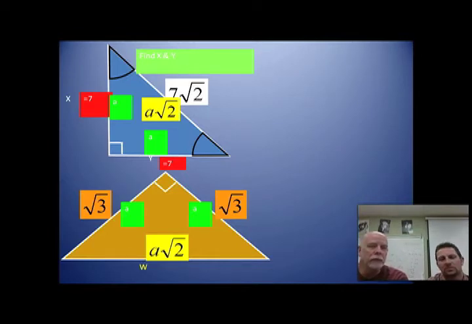Now you have to remember how to multiply radicals. Remember, to multiply radicals, you just multiply what's underneath the radical. So radical 3 times radical 2 is just radical 6. So that ends up being a radical 6 for that hypotenuse there. Okay?